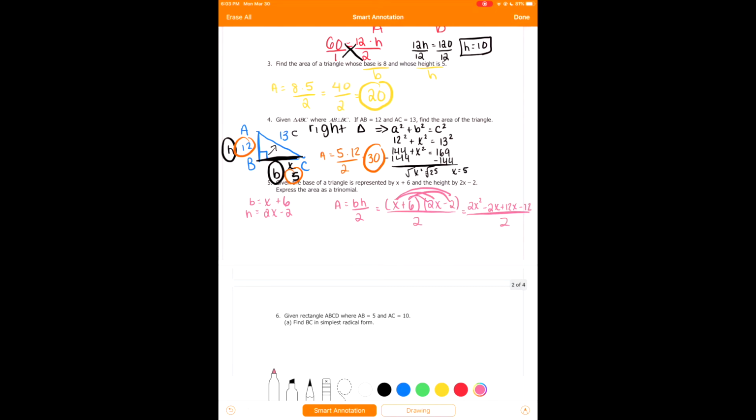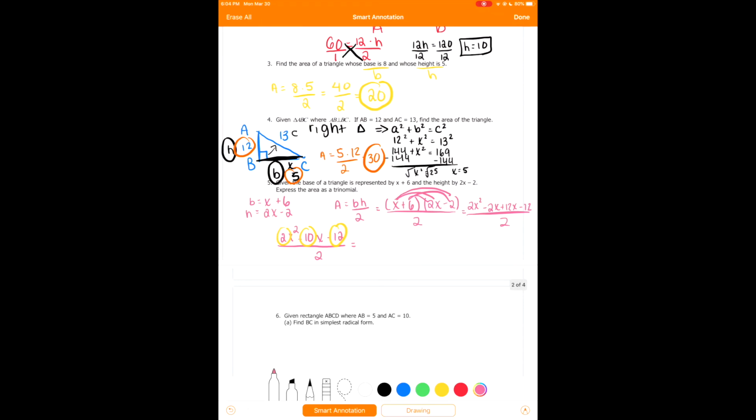And now I'm going to combine my like terms. So I have 2x squared, and then negative 2x plus 12x is 10x minus 12 all over 2. And remember, when I'm dividing by 2, I have to divide everything by 2.